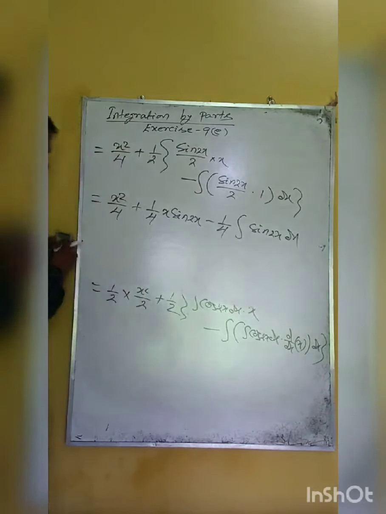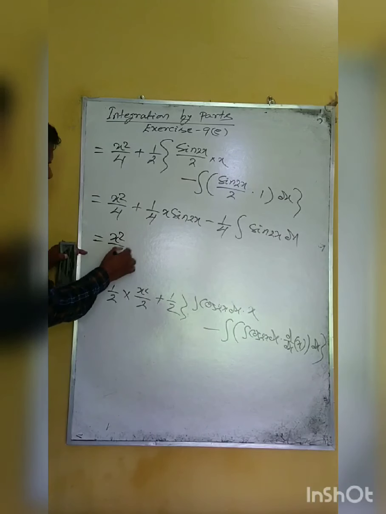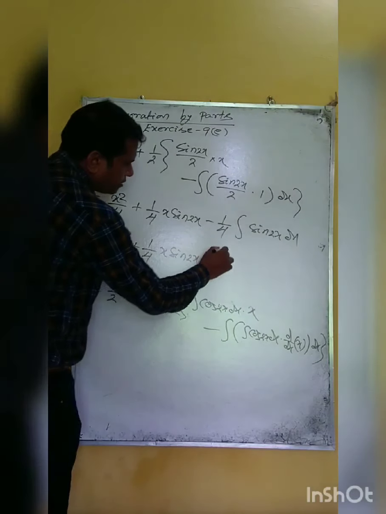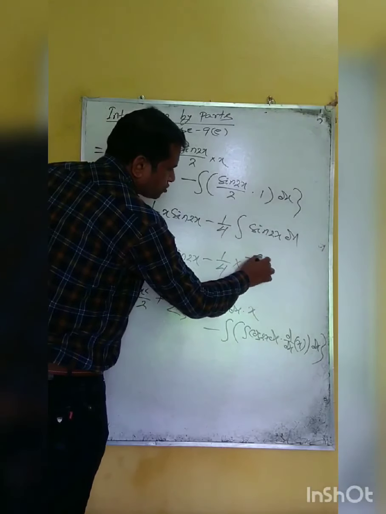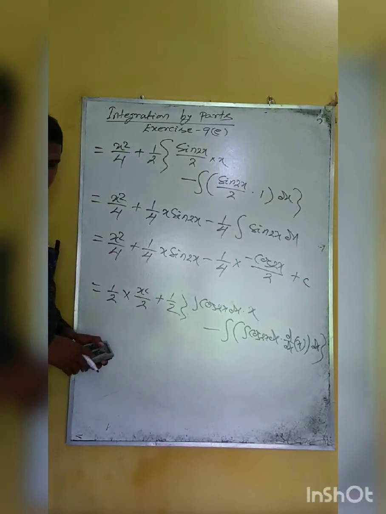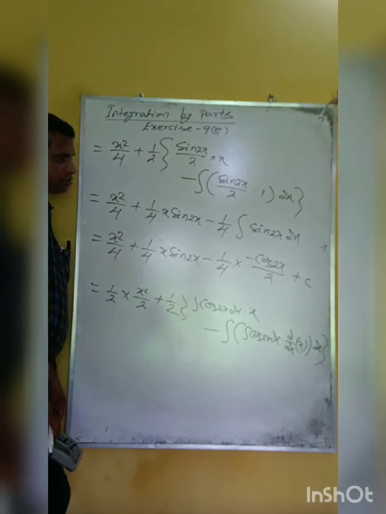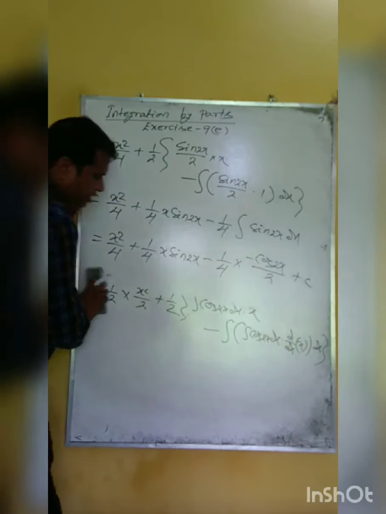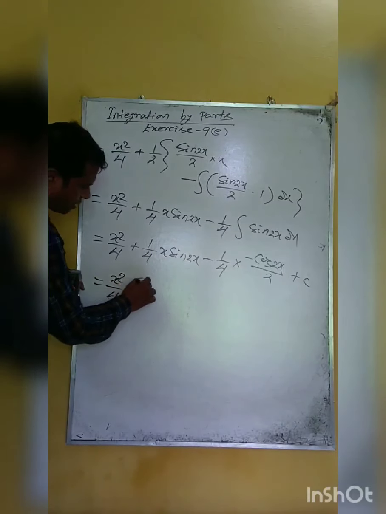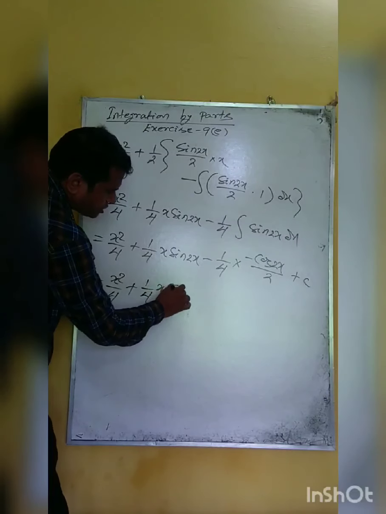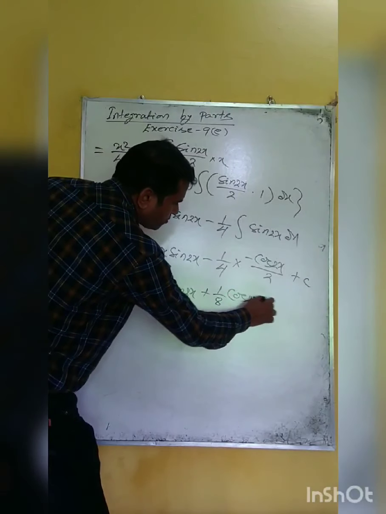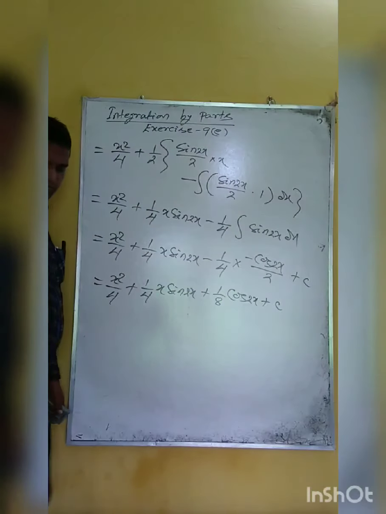That equals x square by 4 plus 1 by 4 x sin 2x minus 1 by 4 into minus cos 2x by 2 plus c. You know the integral of sin 2x is minus cos 2x by 2. So we get x square by 4 plus 1 by 4 x sin 2x plus 1 by 8 cos 2x plus c.